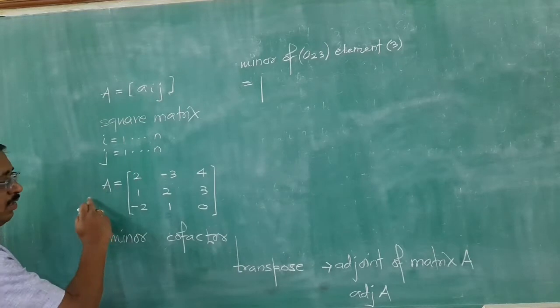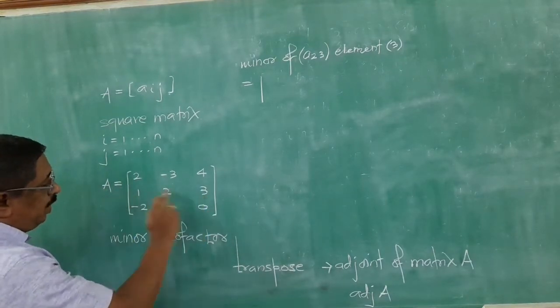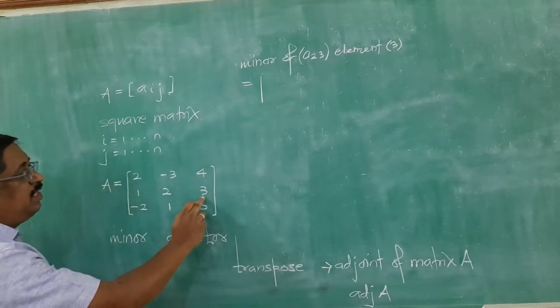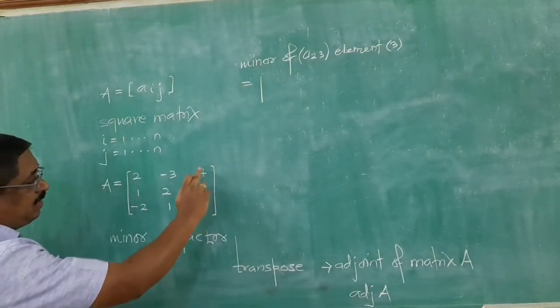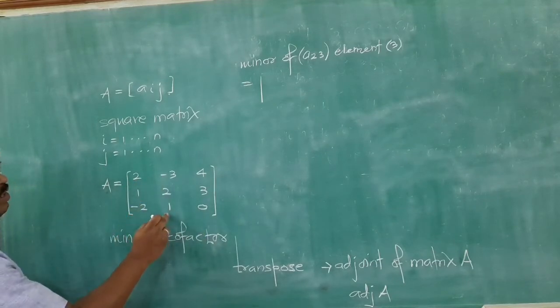Since we are going to find out the minor of this element 3, we remove the row and a column in which this 3 lies. This 3 lies in second row, third column. Obviously, we will get the same elements 2, minus 3, minus 2, 1.